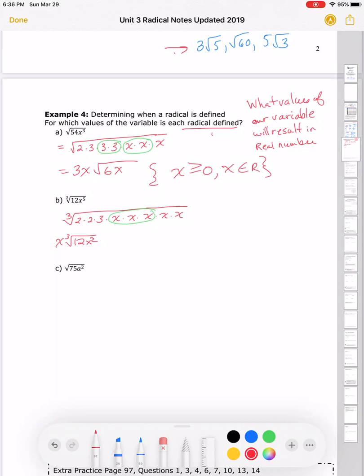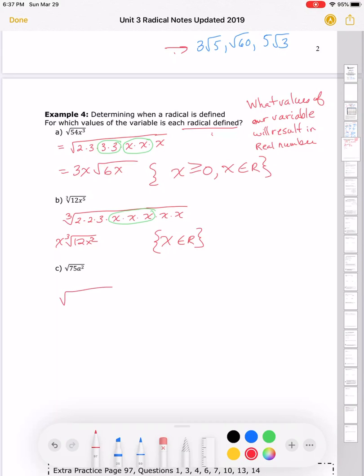Now, it says, for what values will I have a real number? Because I can have a negative number under a cubed root, there is actually no limit to what x can be here. So x will just be in the set of real numbers. I can have a negative number, it doesn't really matter. So there are no limits in terms of what x could be to give me a real number.